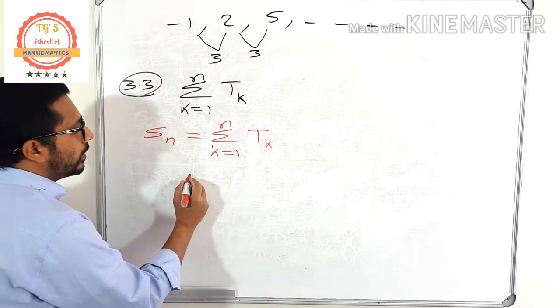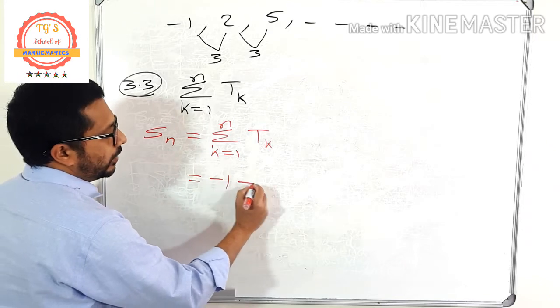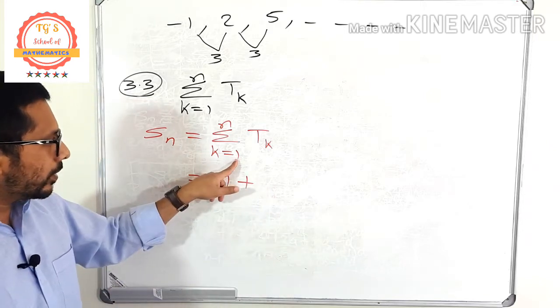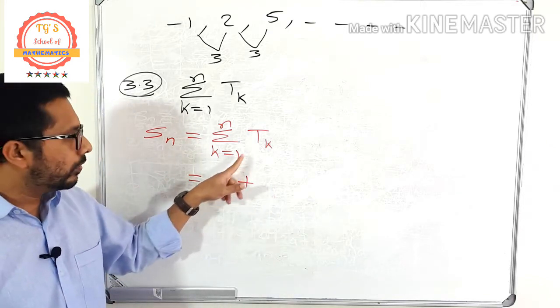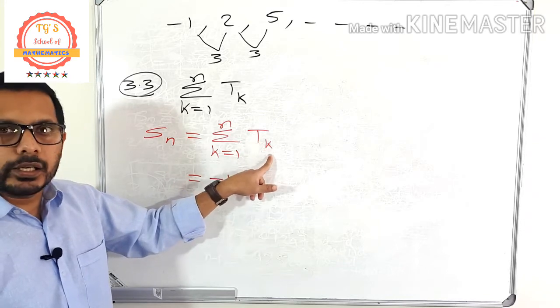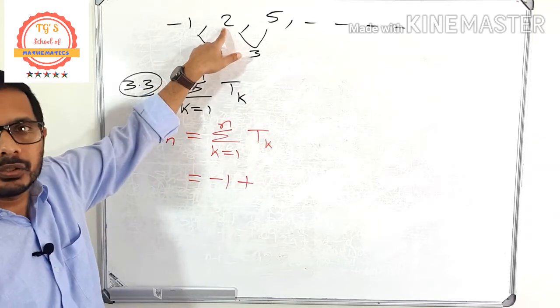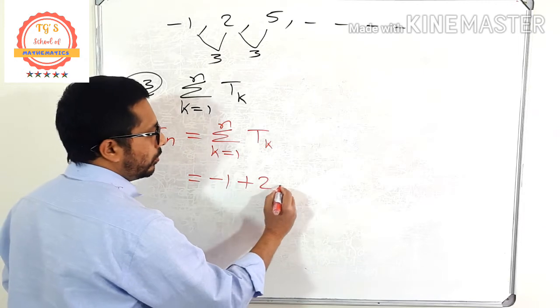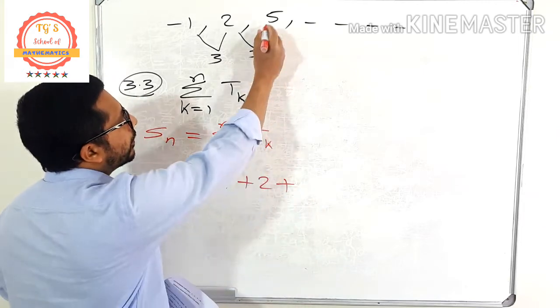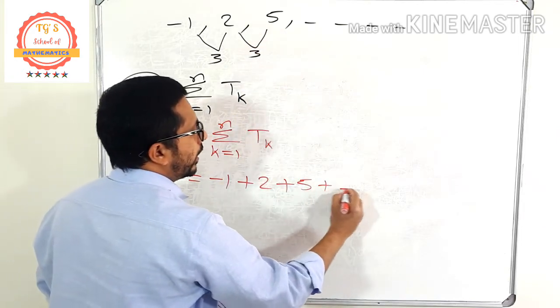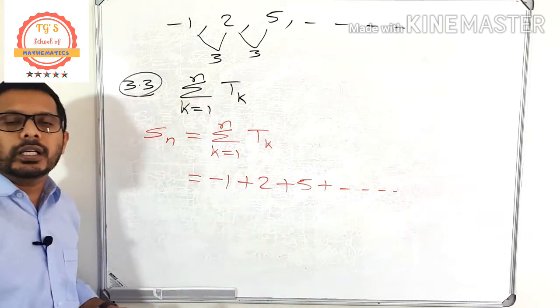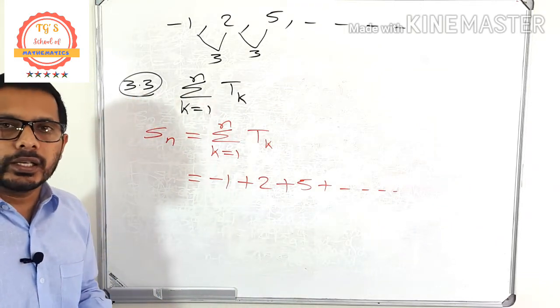What is the first term? -1. So this is the same as -1 plus, substitute the value of k as 2 now. So T2, that is the second term. What is the second term? 2. So it is plus 2 plus T3, that is 5, plus etc. You have to find the sum of the first n terms.